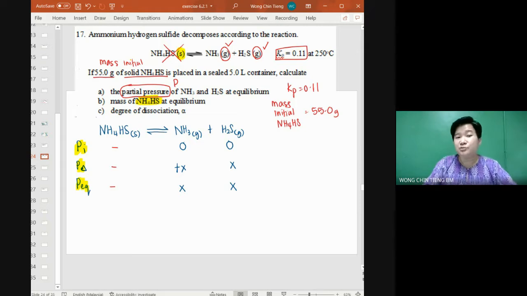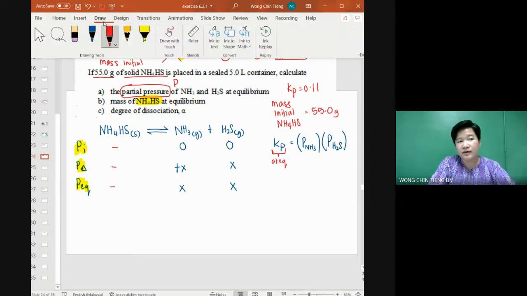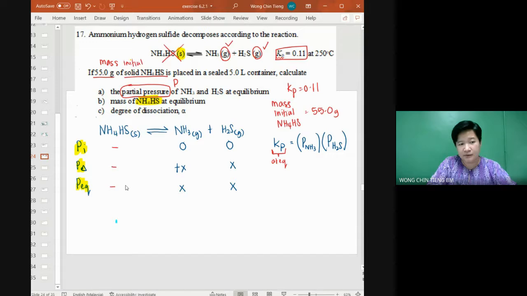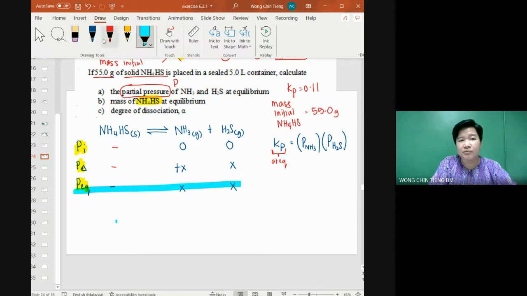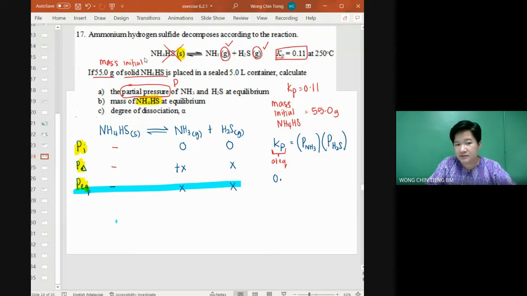Okay. Then you should be able to see how your Kp looks like. Your Kp will be the partial pressure of ammonia darab dengan partial pressure of H2S. And as we agreed yesterday, we talk about Kp, Kc a lot, where the value that you put in must be the value at equilibrium. So let's look at the value at equilibrium. The value at equilibrium right now is X. Dan kenapa boleh substitute X terus? Kp given 0.11, yang ni X, yang ni X. Can you see that? Nampak dah?